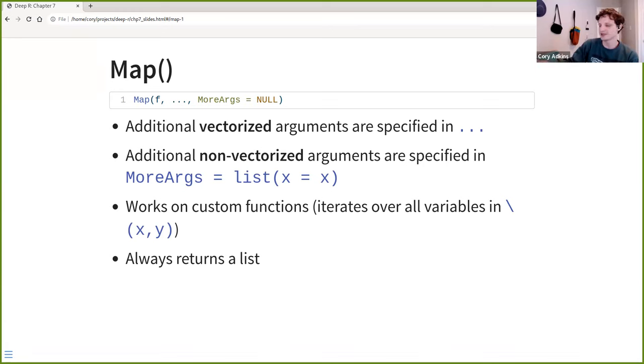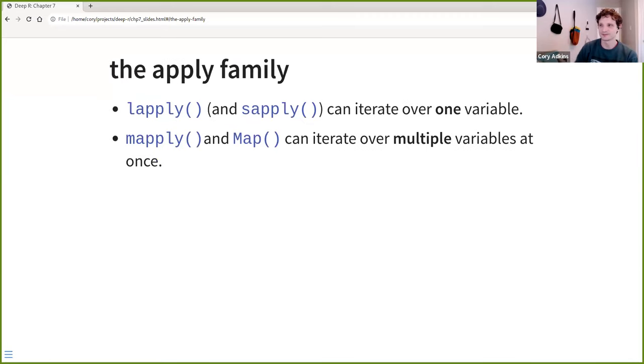So I think that's the heart of this chapter: teaching us to pay attention to which arguments we want to vectorize and which ones we don't. That's the core of the chapter.